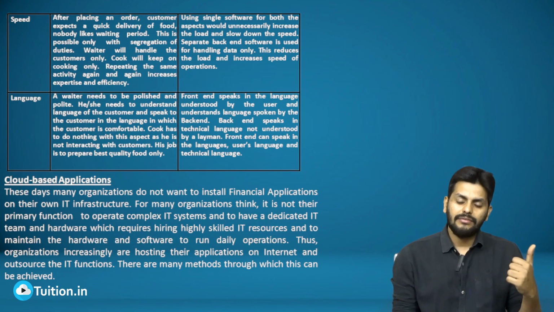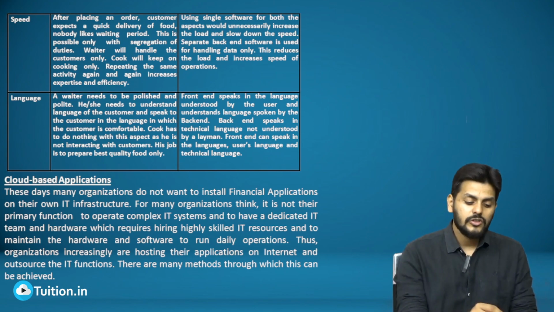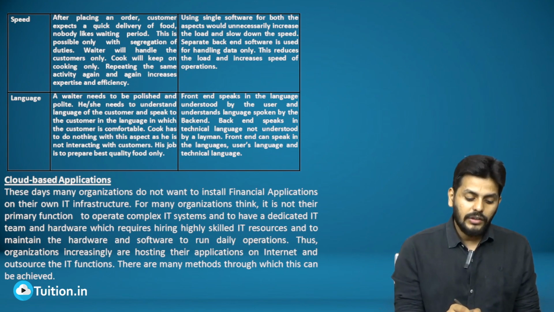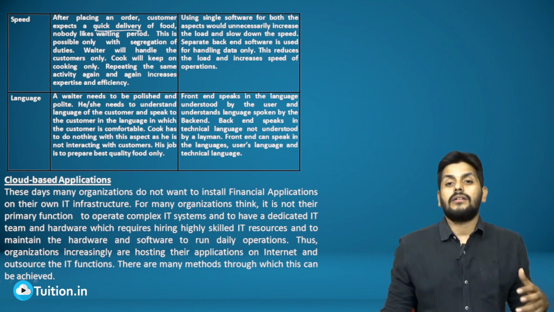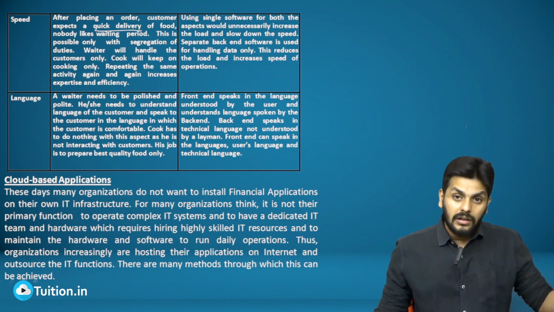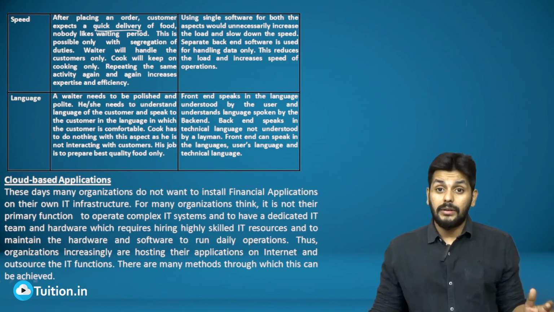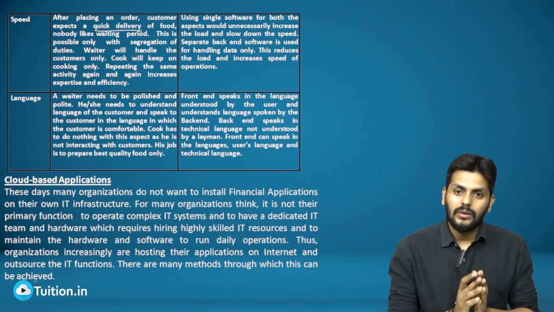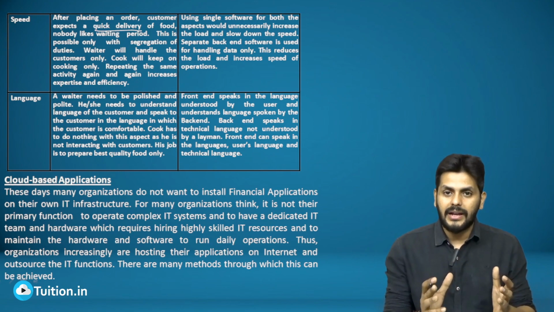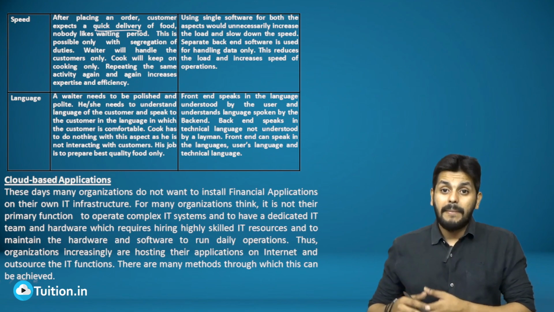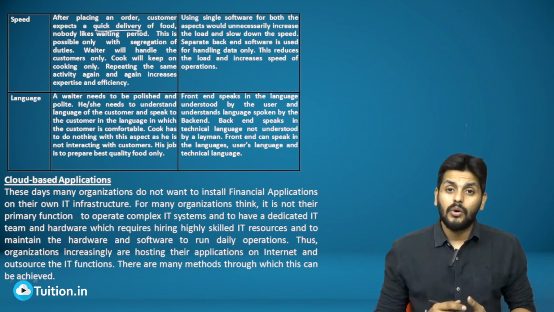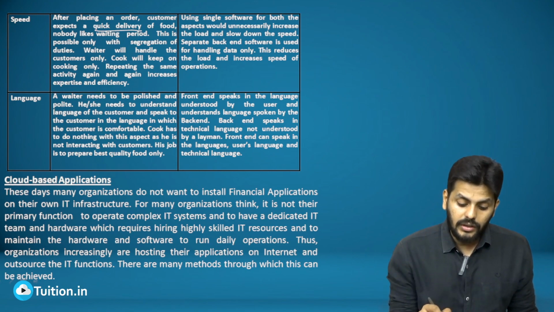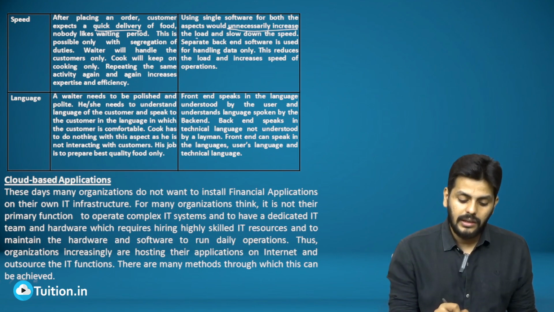So it should have, like I said, two more points: speed and language. After placing the order, the customer wants quick delivery. Now expect the same thing here. See, a waiter can't take the order, then go inside, cook, and bring it and give it to you. That doesn't make any sense, right? Which is exactly why we need to have two ends, front end and back end. Front end will accept the request, back end will work on the request. Things will become faster and smoother. Using a single software for both aspects would unnecessarily increase the load and slow down the speed.